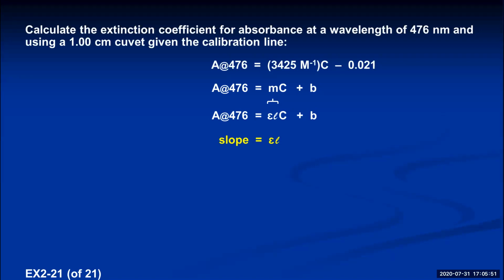So the way you calculate an extinction coefficient is you just divide the slope by whatever the path length is for your cuvette. So in our case here, the slope was 3,425 molar to the -1. The path length was 1.00 centimeters. So dividing this, we wind up getting a 3 significant figure number because my denominator was only 3 significant figures, 3,430, and the units would be molarity to the -1, centimeters to the -1. So that would be the extinction coefficient for FeSCN2+ using a wavelength of 476 nanometers.